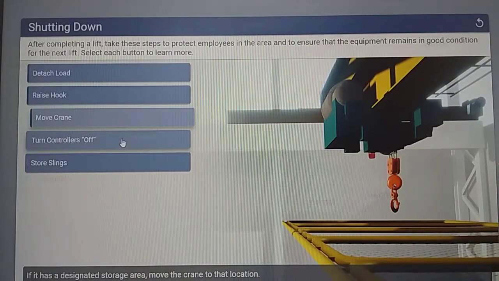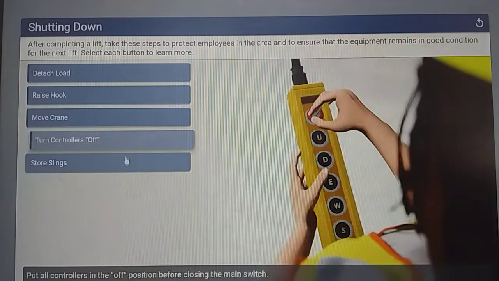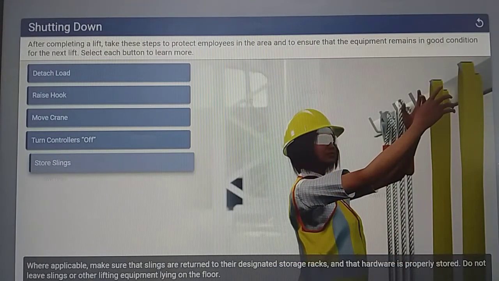If it has a designated storage area, move the crane to that location. Put all controllers in the off position before closing the main switch. Where applicable, make sure that slings are returned to their designated storage racks and that hardware is properly stored. Do not leave slings or other lifting equipment lying on the floor.